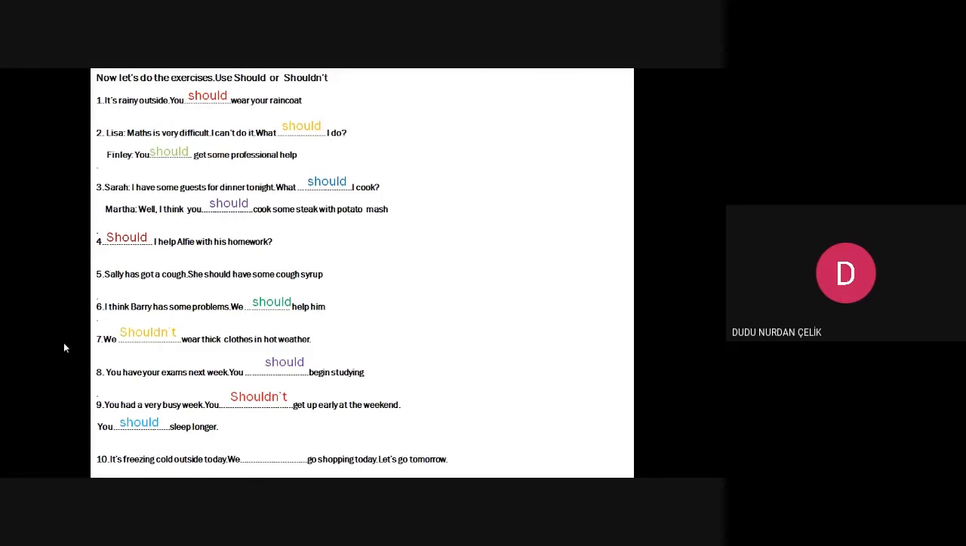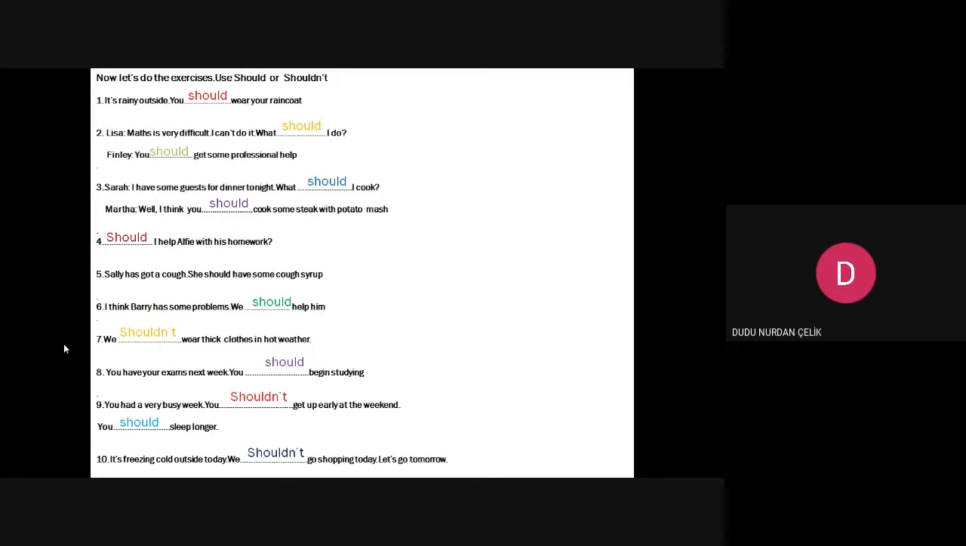And the last exercise. It's freezing cold today. Do we go shopping or not? Not, of course. It's cold. We shouldn't go shopping today. Let's go tomorrow. Okay. I hope you understood the modals should and shouldn't. Let's say the last thing. We make advice and suggestions with should or shouldn't.